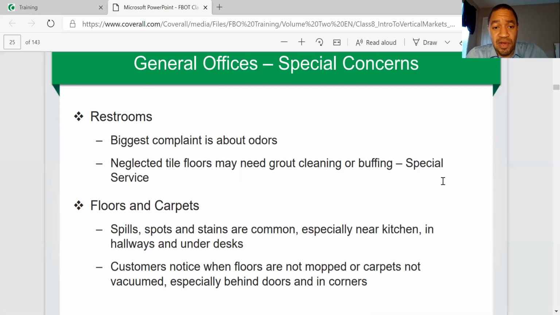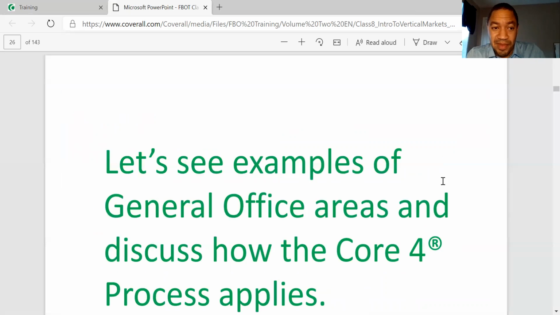So customers notice when the floors are not mopped or the carpets are not vacuumed, especially behind the doors and in the corners. That's the telltale sign that people are not paying attention, right? Where the cleaners don't go because they're just rushing through. So don't be one of those cleaners that rushes through and says, "Oh, I'm just gonna go through," and they're not looking behind the doors, because they are looking behind the doors, 100%.